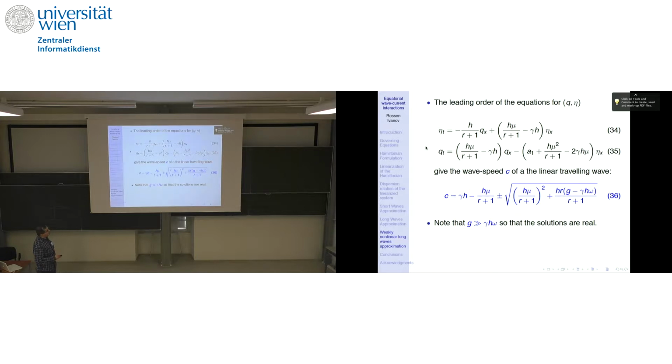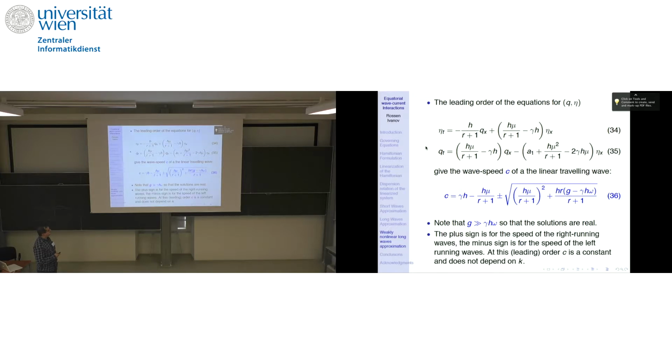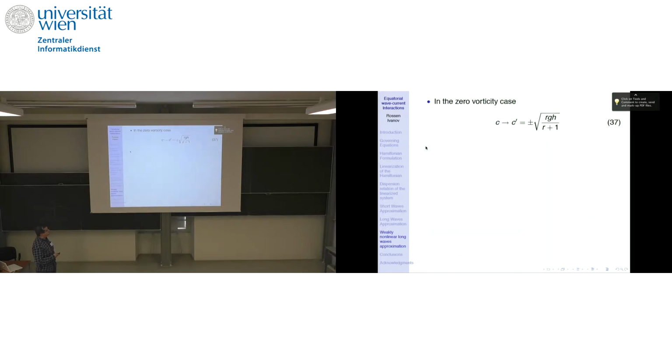Okay, so because this term is really small, these are real, as we should have expected. So the plus minus is for the left and right running waves. So this is what we have for the zero vorticity case.